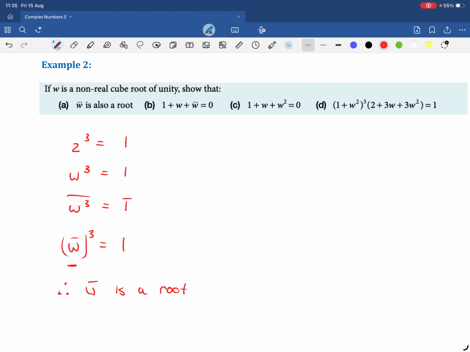Now, of the cube roots of unity, 1 will always be a root because the nth root of 1 is always 1. So if we have a look, we've got z cubed, and then if we actually write this as z cubed plus 0z squared plus 0z minus 1 equals 0, the sum of the roots of this equation is actually 0 or negative 0. So we've got that 1 plus w plus w bar is equal to 0 by the sum of the roots.